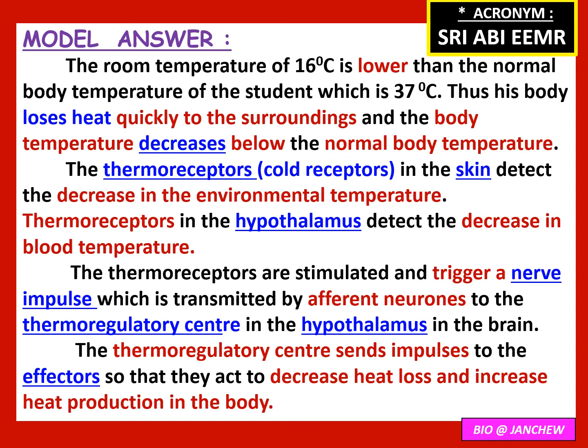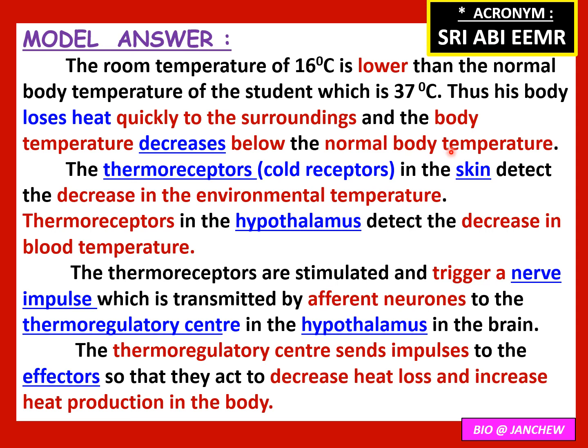Now let us look at the model answer for this question. Firstly, we must mention that the room temperature of 16 degrees Celsius is lower than the body temperature of the student, whose normal body temperature is 37 degrees Celsius. Because of this, the body will lose heat quickly to the surroundings and the body temperature will decrease below the normal body temperature. So first we have to mention that the change in body temperature is a decrease in the body temperature below the normal body temperature.